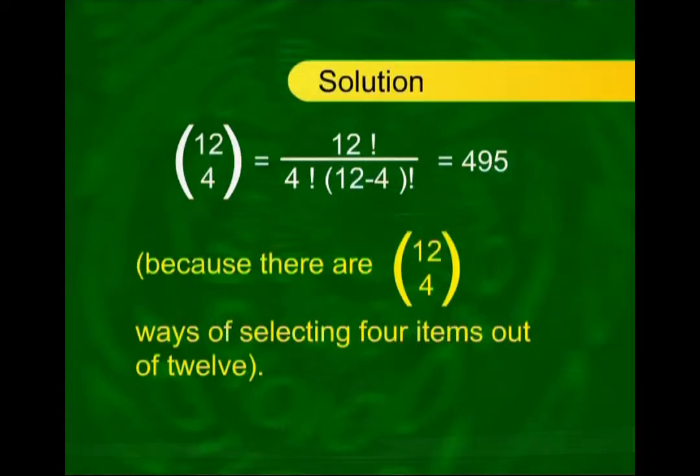And according to what I explained in the last lecture, there are 12C4 ways of selecting 4 items out of 12. And as you now see on the screen, 12C4 is equal to 12 factorial over 4 factorial into 12 minus 4 factorial.